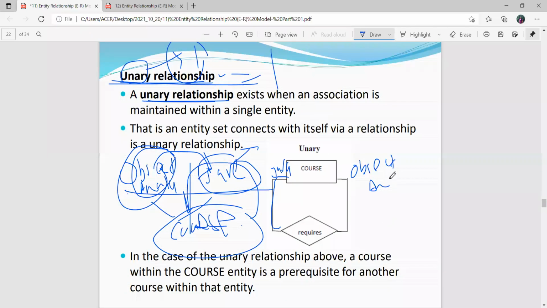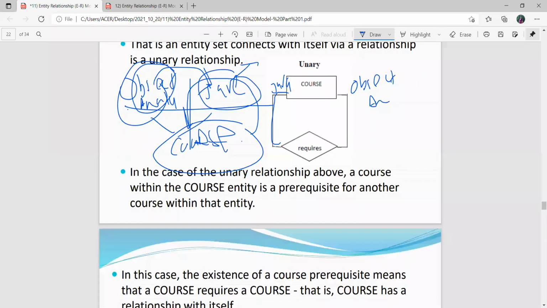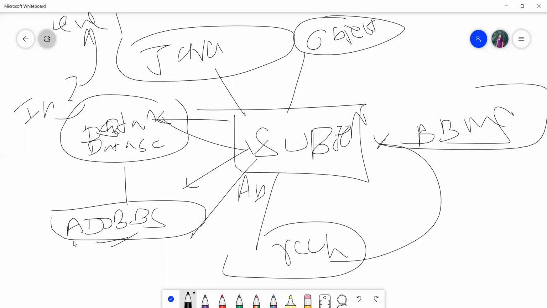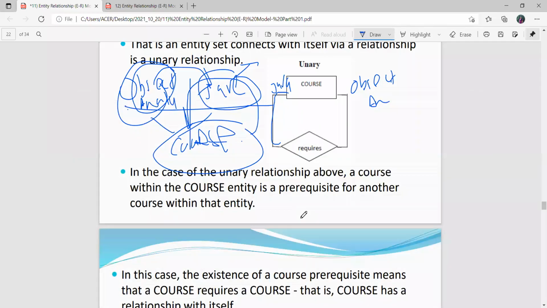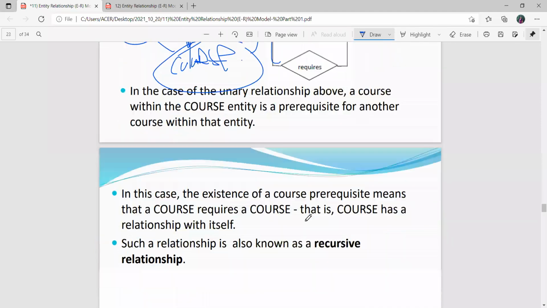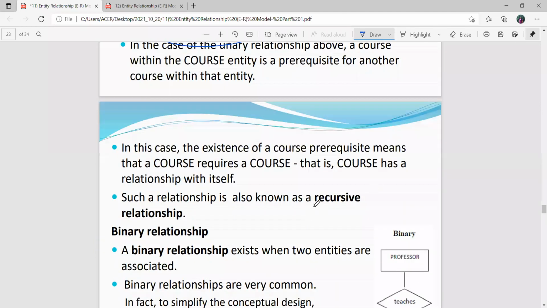Course requires another course. So in our example, ADBMS requires DBMS as a prerequisite. Is it clear now? Yes, madam, that's okay now. Then let's move on. This is what is called a recursive relationship.